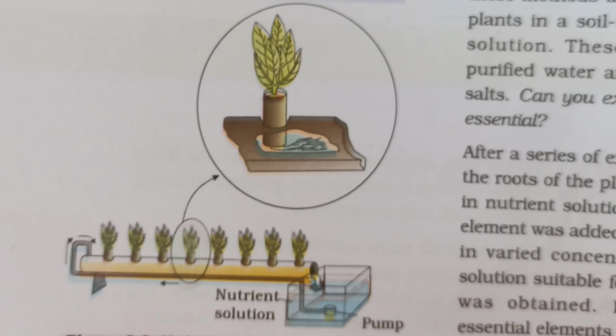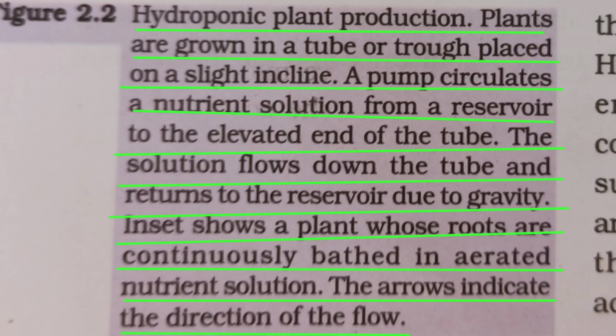Hydroponic plant production. Plants are grown in a tube placed on a slight incline. A pump circulates a nutrient solution from a reservoir to the elevated end of the tube. The solution flows down the tube and returns to the reservoir due to gravity. The figure shows a plant whose roots are continuously bathed in aerated nutrient solution. The arrows indicate the direction of flow.